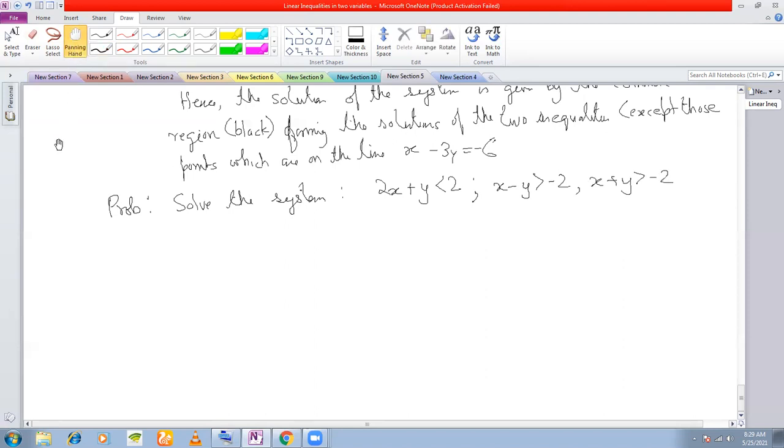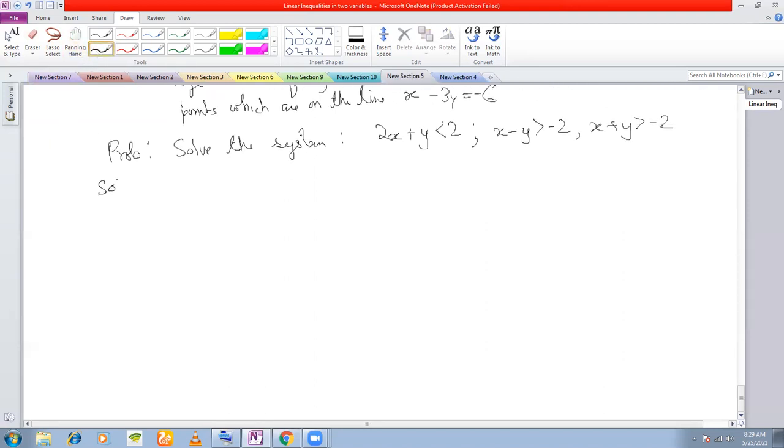These three lines. Okay, so first of all, the corresponding equalities are... can you tell me what is the replacement set of all these? Replacement set. Anyone?